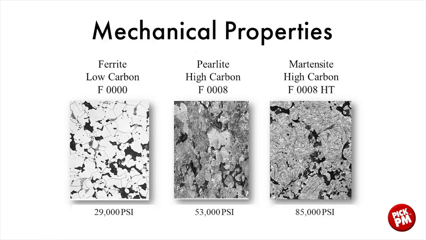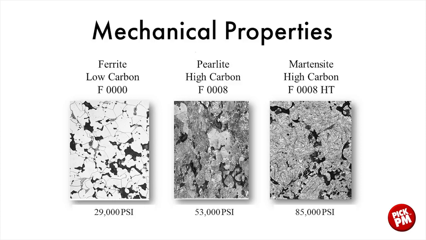Here we see the low carbon condition of iron called ferrite in the microstructure. In the middle slide, we see the addition of carbon or graphite, combined carbon, to produce a pearlitic or pearlite microstructure. And in the far right, we see a martensitic high carbon form of iron. And you can see under each slide is the yield strength. The ferrite is 29,000 psi yield strength, approximately.